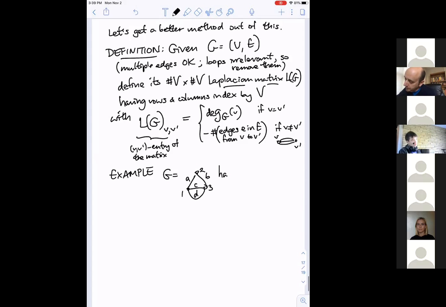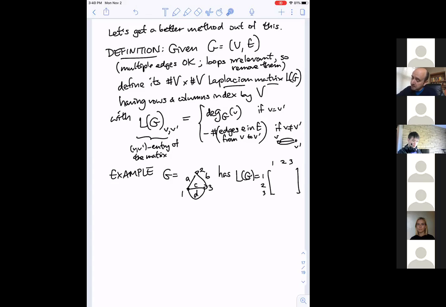Then this thing has a Laplacian matrix that is 3 by 3. It's rows and it's columns. I'm just putting the labeling of the rows and the columns on the outside. Those are not matrix entries. The vertex set is 1, 2, 3. So that's how we label the rows and the columns.